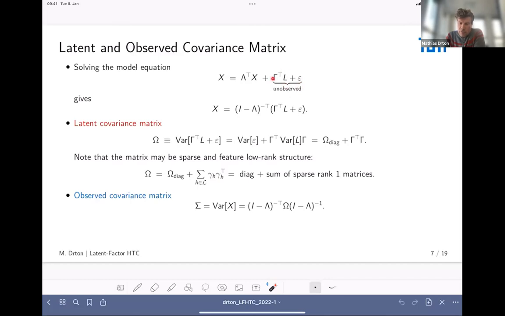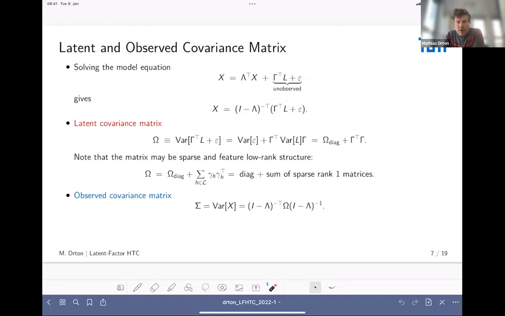So there's this unobserved part. And so if I want to, I can solve for X and write it as a transformation of this unobserved part. If I do that, there's an identity matrix over here, lambda transpose over there. So it's identity minus lambda, inverted and transposed, times this unobserved part. And then I have these two things: the observed X and the unobserved part.